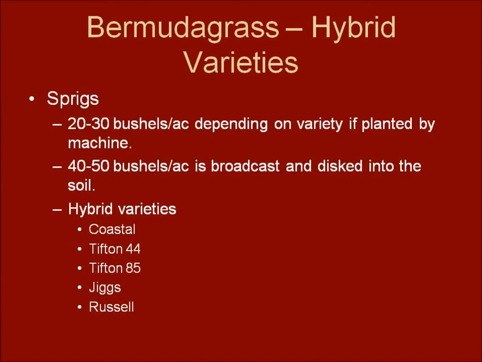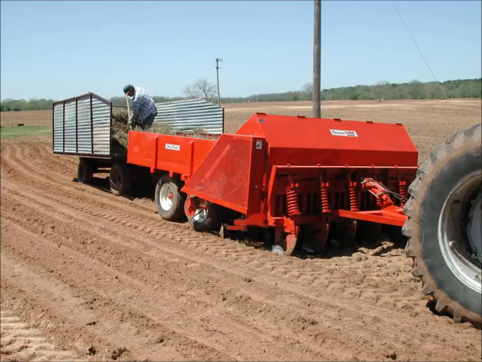A couple other varieties I have listed here are Jiggs and Russell, and these are two varieties that we don't see a lot here in North Texas. They primarily are better suited to areas south of here. We'll see more Jiggs and Russells as we get down into central and southeast Texas. One of the reasons being is the cold tolerance is not quite as good on those two varieties as the three listed above that. But Coastal, Tifton 44, and Tifton 85 are good hybrid varieties for Collin County or North Texas.